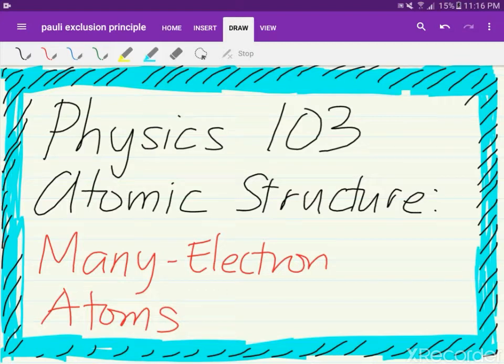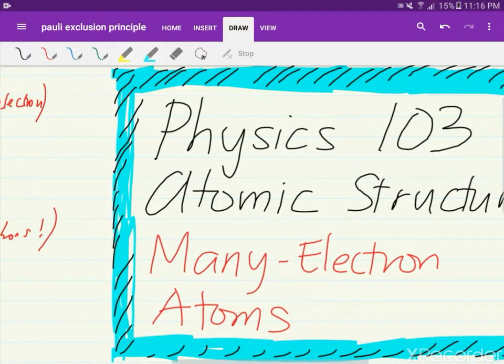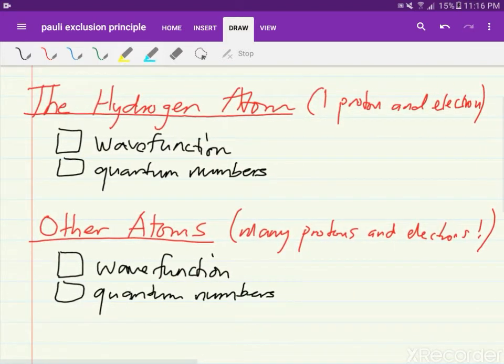This lesson is on atomic structure, and today we are going to talk about many electron atoms. From the previous lectures, we have already successfully solved the wave function for the hydrogen atom, and also we have known the associated quantum numbers that are described in the solution to the wave function.